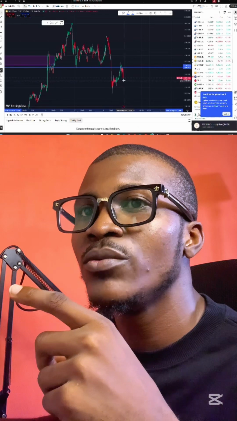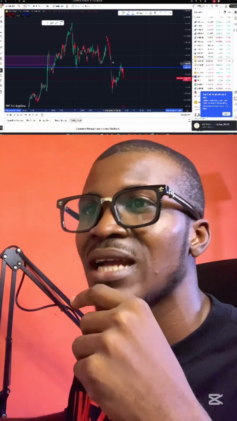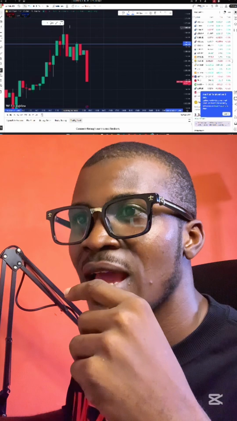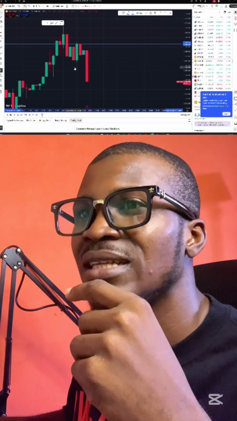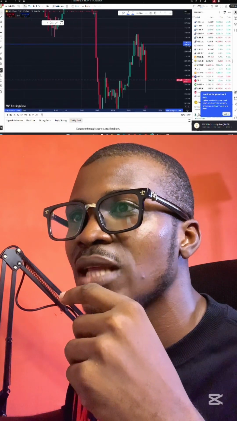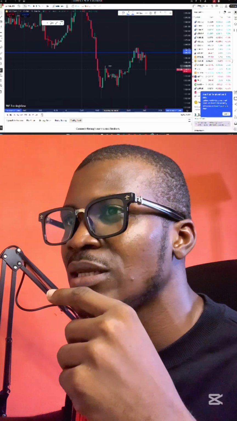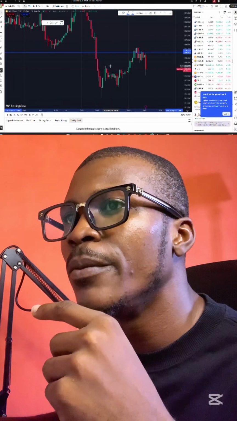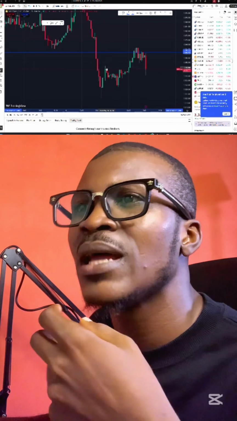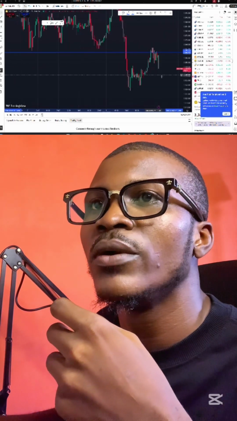I was waiting for this candle to engulf these candles here, and now this candle has engulfed this candle, and we can even see that around this 3348, the price has broken over there. So right now, what I will be waiting for is a confirmation to enter this market.